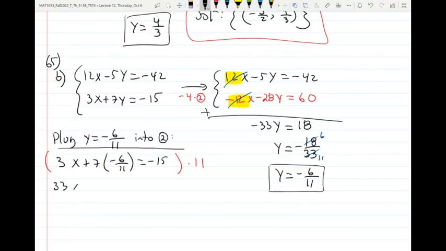So we're going to get 33x. Now in the next term, the 11's cancel, so we get negative 42. That's 7 times negative 6 equals. And now we need to do negative 15 times 11. So that will be negative, and then that's 165.